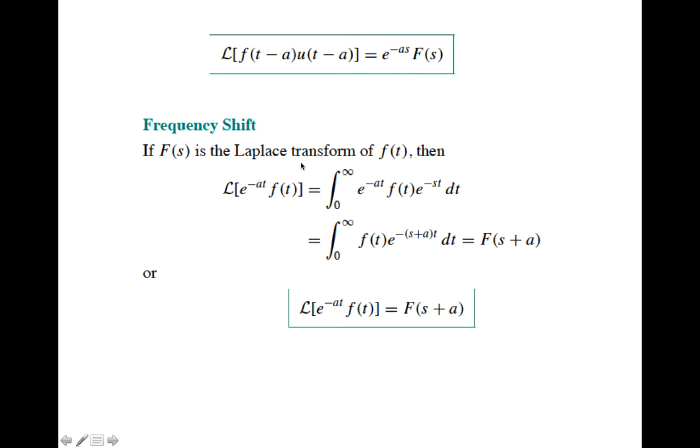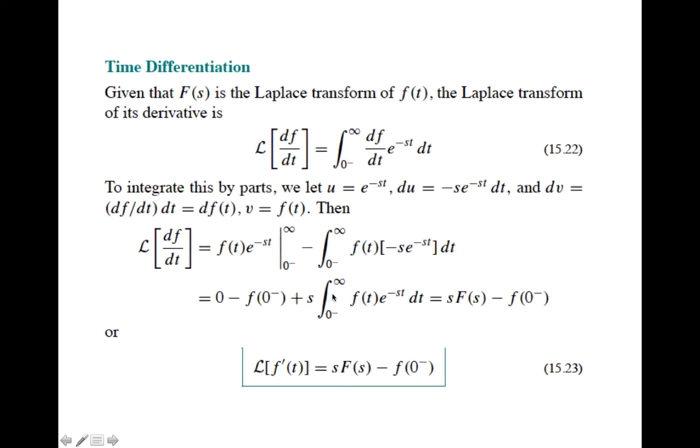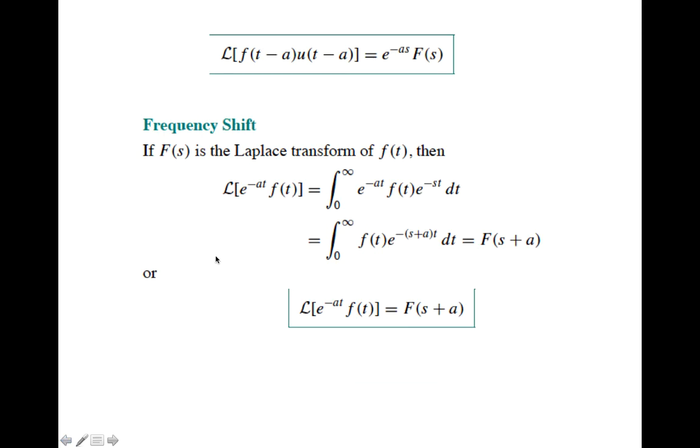An analogous property to this is the frequency shift. If we have some function of time that's multiplied by e to the minus at, this is a little proof showing what happens when you plug that into the integral. If you have multiplication by e to the minus at, when you take the transform, instead of an s you're going to get an s plus a. The way you do that is you ignore the exponential and take the transform of your function of time. Once you have the transform, everywhere you have an s, you just replace it with an s plus a.